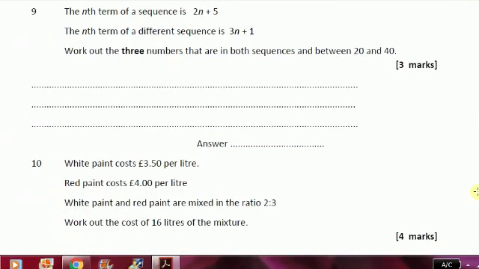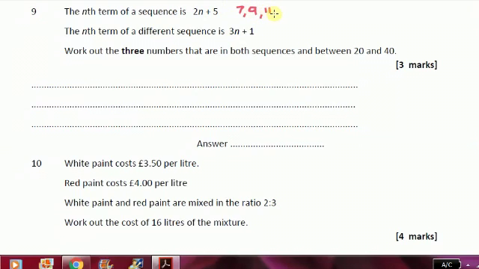Question 9. The nth term of a sequence is 2n plus 5. The nth term of a different sequence is 3n plus 1. Work out the three numbers between 20 and 40 which are in both sequences. Let's say n is 1. 2 times 1 is 2, plus 5 makes 7 as your first term. The next one, 2 times 2 is 4, plus 5 is 9.